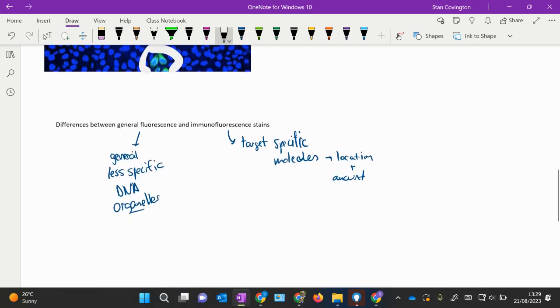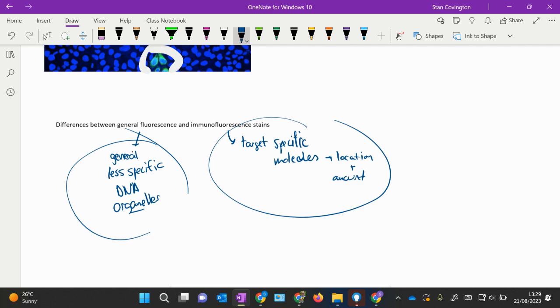But the biggest take-home message here is general fluorescence is less specific. DNA, organelles, parts of the cells, while immunofluorescence stains are target specific. You're looking at specific molecules.